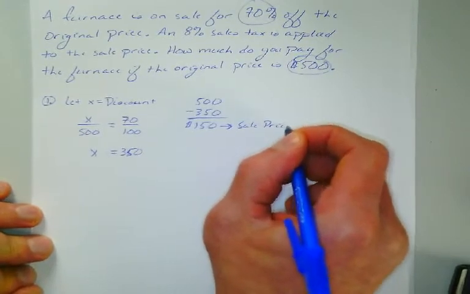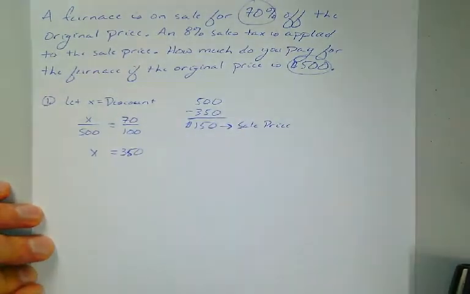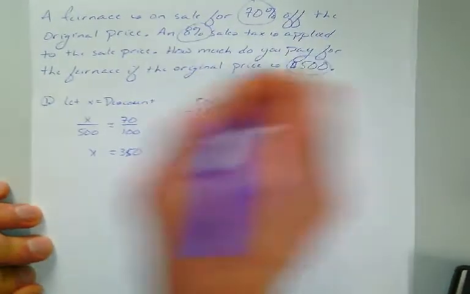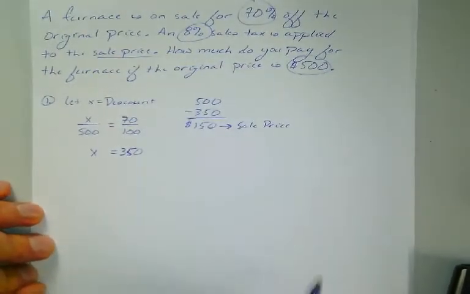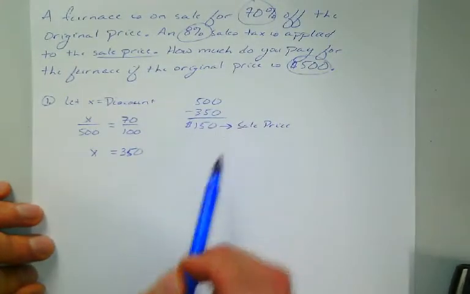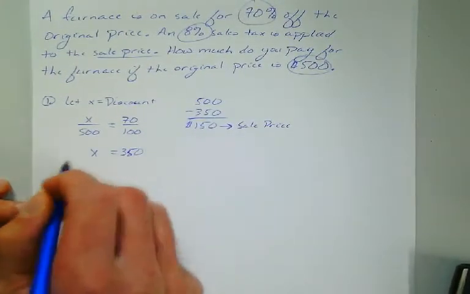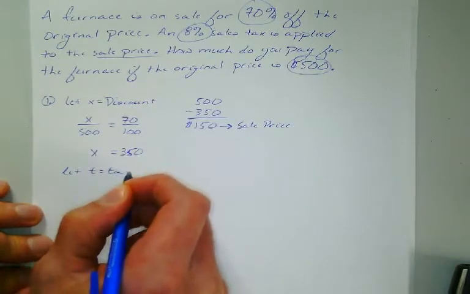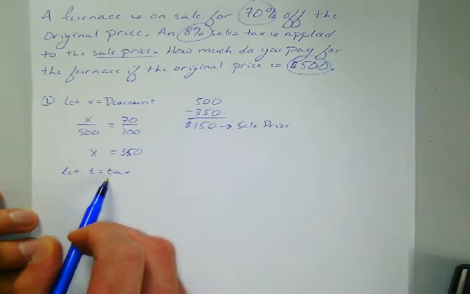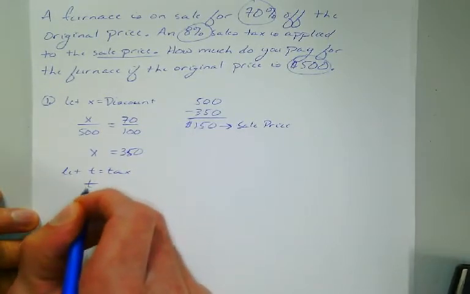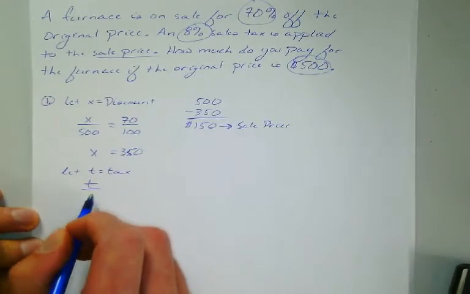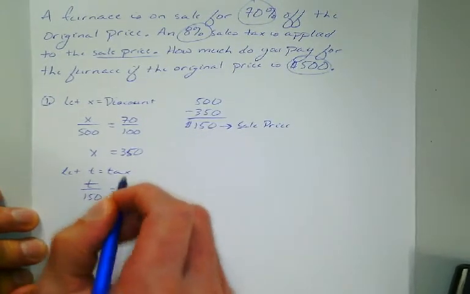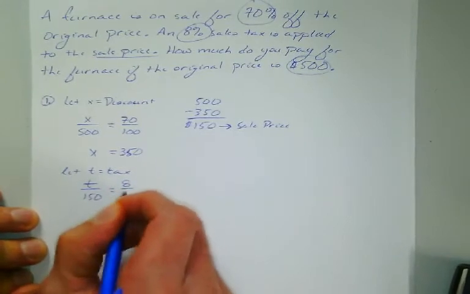Now I am not done because there's a tax applied to the sale price. We have an 8% sales tax applied to the sale price. So now I need to find 8% of that sale price. Let's do another let statement. Let T equal tax. Taxes are parts, so I'm going to have T over my whole. My new whole is $150, the sale price, equals my percent, which is 8 over 100.